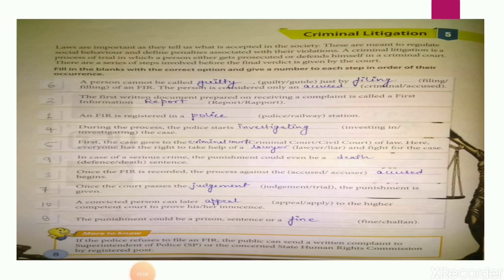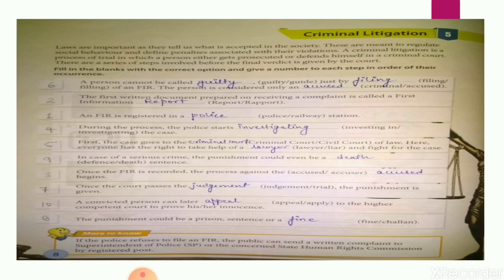So students, our next fifth chapter is criminal litigation. As we know, laws are important as they tell us what is accepted in the society. These are meant to regulate social behavior and define penalties associated with their violation. A criminal litigation is a process of trial in which a person either gets prosecuted or defends himself in a criminal court. There are a series of steps involved before the final verdict is given by the court.